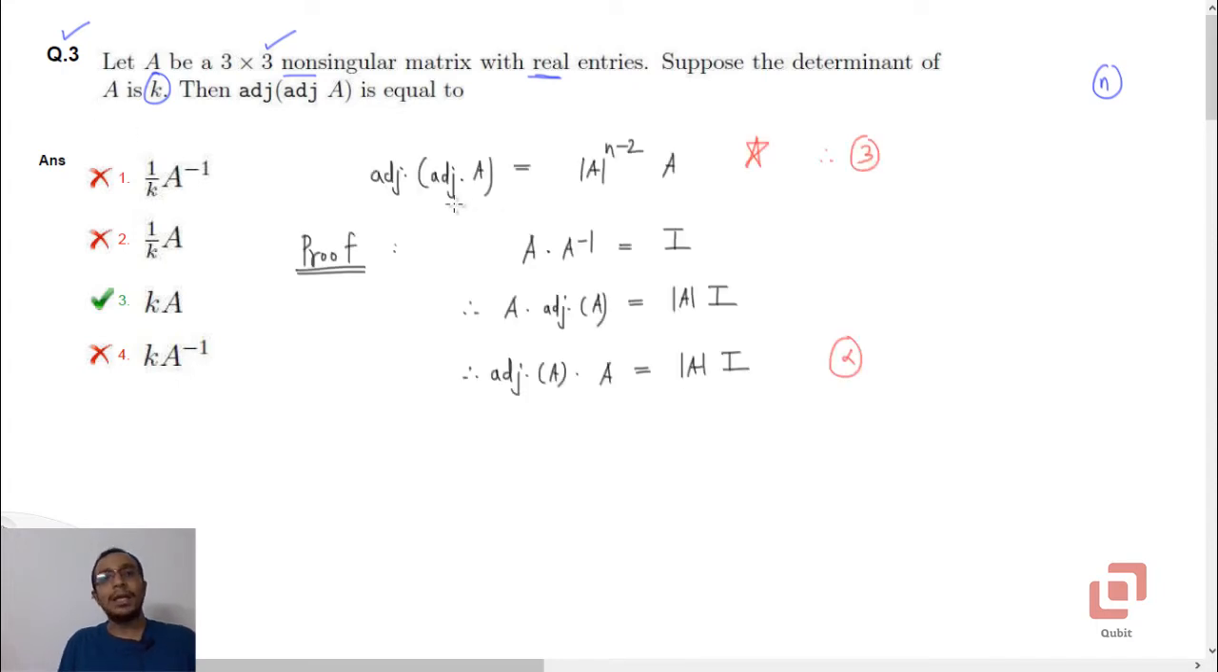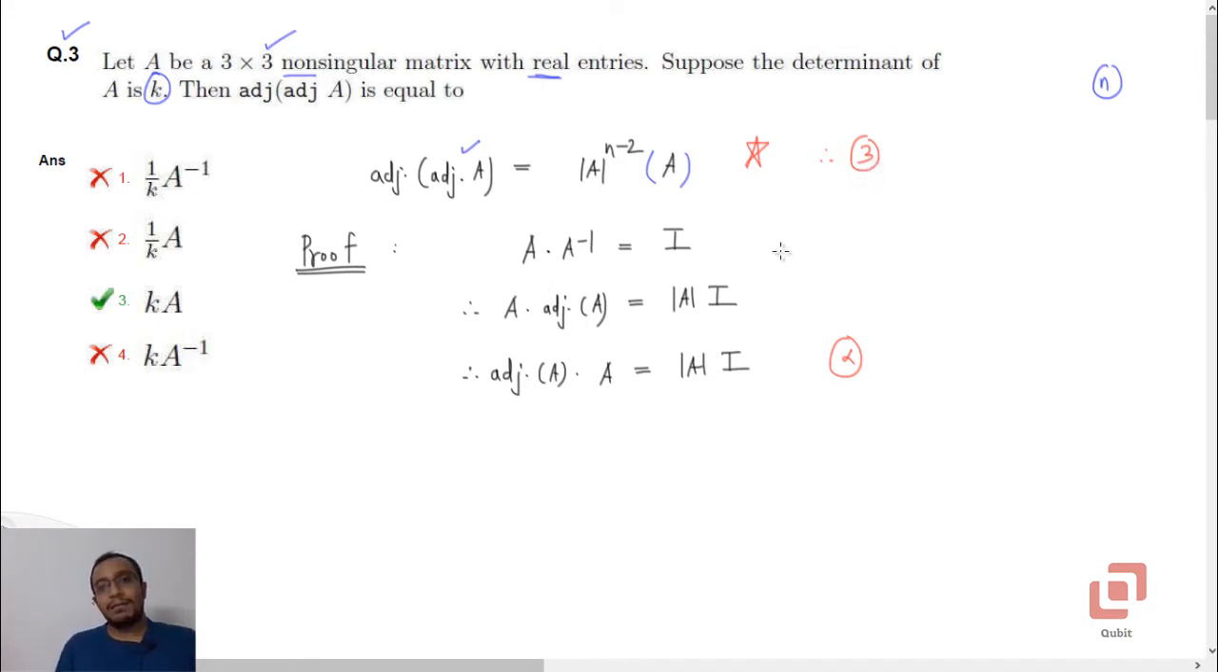Now the formula is that if you find the adjoint of the adjoint, it is given by the determinant of the original matrix raised to n minus 2, times the original matrix. We will now prove this.